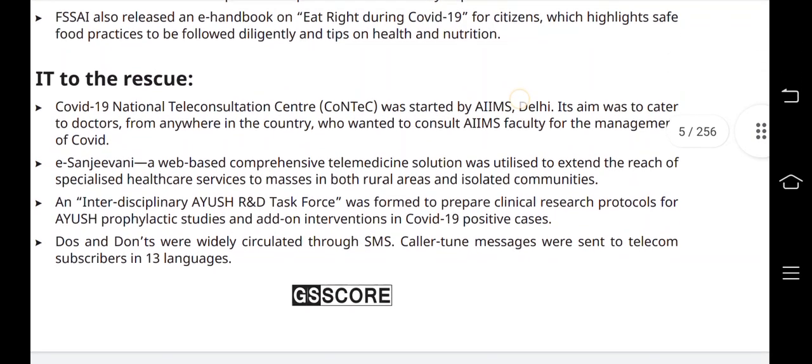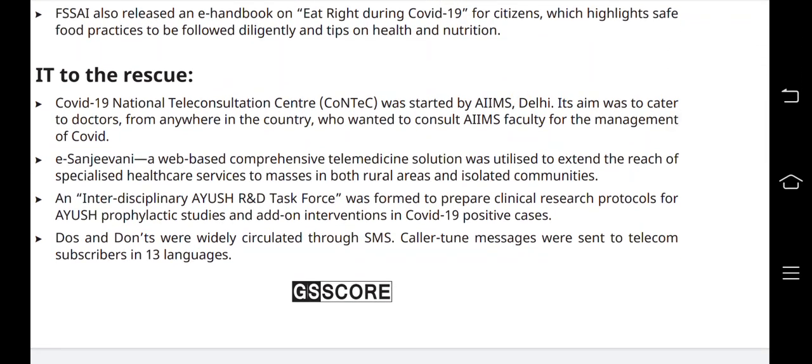IT to the rescue. Information Technology to the rescue. COVID-19 National Teleconsultation Center CONTEC was started by AIIMS Delhi. Its aim was to cater to doctors from anywhere in the country who wanted to consult AIIMS faculty for the management of COVID. eSanjeevani, a web-based comprehensive telemedicine solution, was utilized to extend the reach of specialized healthcare services to masses in both rural areas and isolated communities.